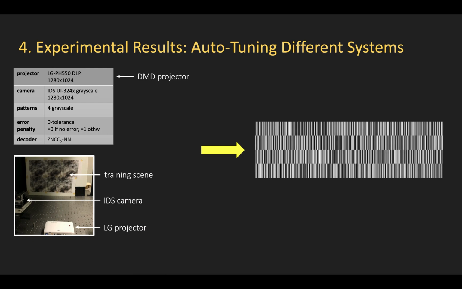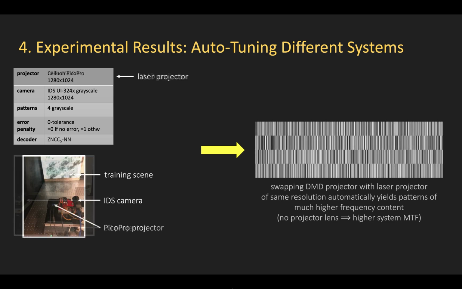Finally, let's go over a few selected experimental results. First, let's see how change of the camera projector system changes optimal illuminations. Here is the LGRDS system that we just used for seeing the evolution of patterns. Now, let's keep everything fixed and only change the projector to a laser one, PicoPro in this case, which does not have any lens. Thus, we found that the optimal patterns for laser projector have higher frequency content, which reflects the laser projector property.